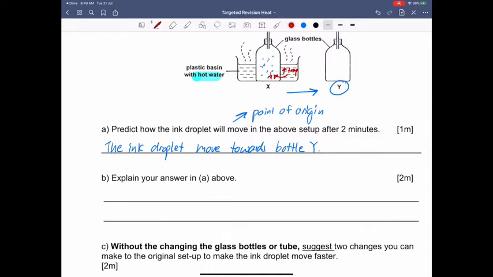So I would say that air in bottle X, remember once again, bottle X is the region of higher temperature, right? Bracket higher temperature, has gained heat from the hot water, lower temperature.